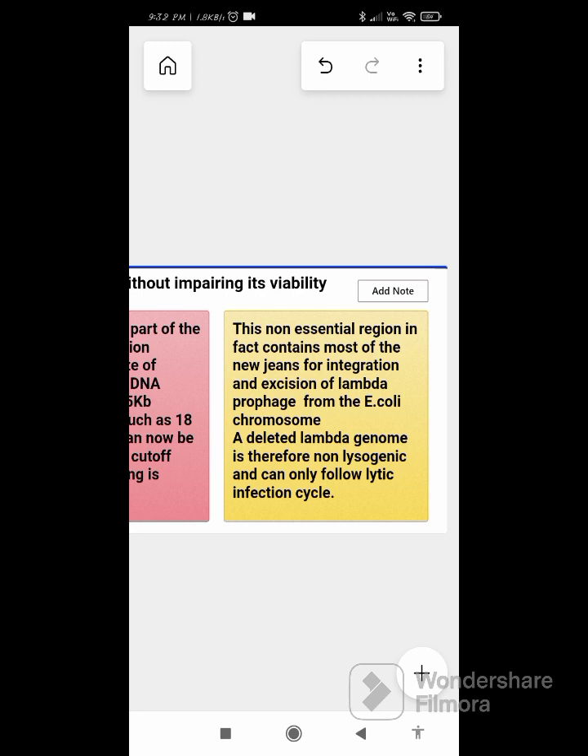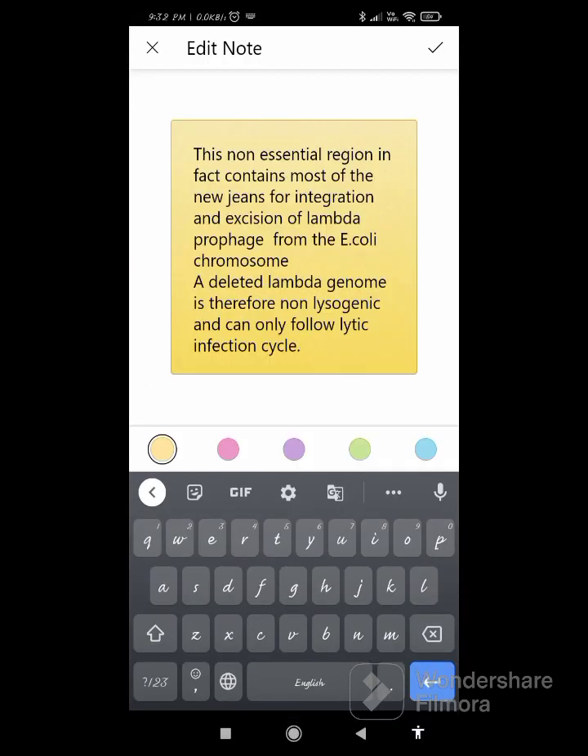The integration and excision region that we deleted or removed contains the genes for integration and excision of the lambda prophage from the E. coli chromosome. Sorry for the mistake, it is genes.